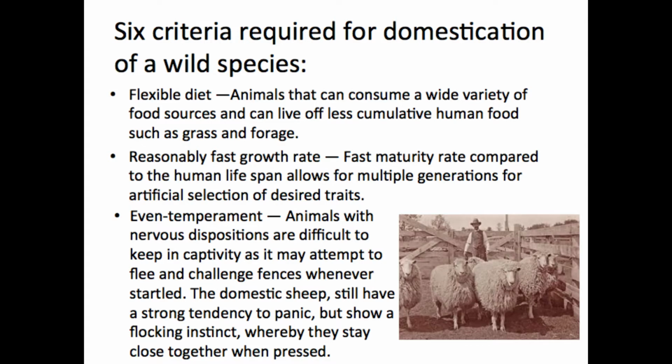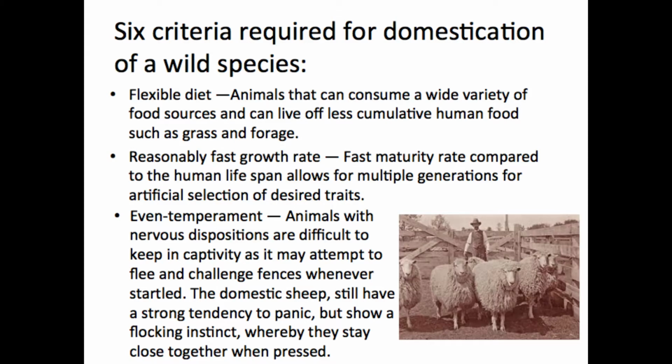The reason is an animal has to have 6 very specific characteristics to allow it to get through the domestication bottleneck. And if you lack even one of those characteristics, it just doesn't work out. You just will not make a good domestic animal. So what are those 6 characteristics or criteria of an animal that allows it to go through the domestication bottleneck?